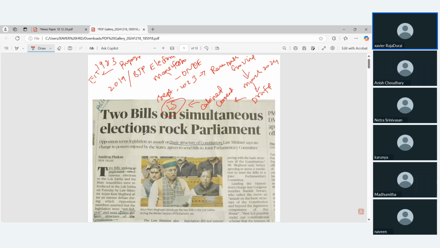Suppose the bill is passed, the act has come, and immediately they are going to implement this.